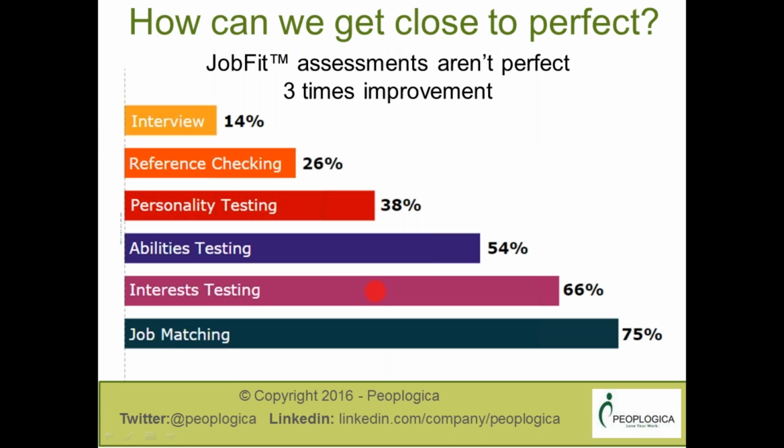So where do we get to? Well, essentially by adding science, by adding in fit, we get down to this 75%. So it's not perfect, but a 3 times improvement on where you currently are is not something to sneeze at. And the chances of a substandard performer getting through this process is incredibly remote, incredibly remote.